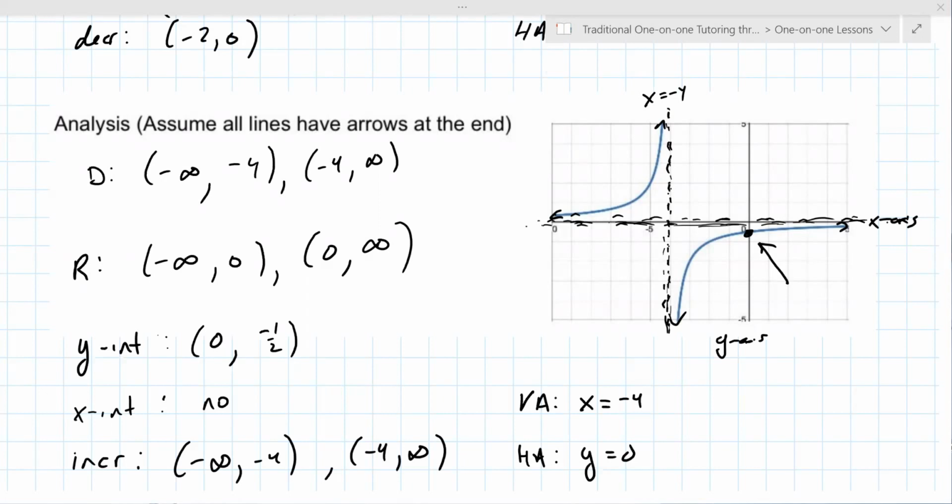Okay, let's do a couple more of these function analysis problems because I don't know if that was clear. There's a lot more here, but we'll do what we can in the time we have remaining for this lesson.